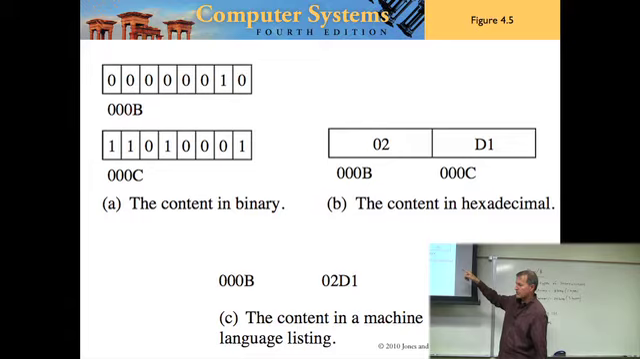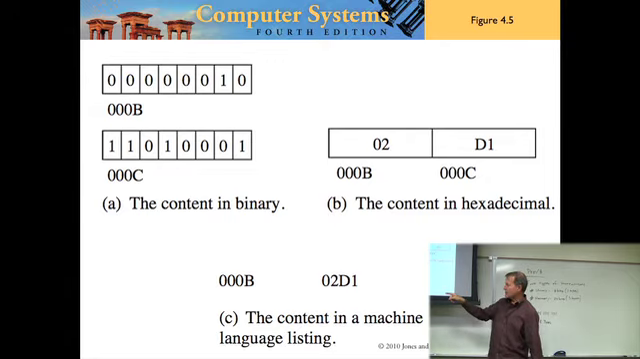You see where the 02 came from? And did you see where the D1 came from? Okay. So to abbreviate that, cell 000B has the value 02, and cell 000C has the value D1. But then we don't want to have to draw the boxes. So in a program listing, what would this look like? In a machine language listing, you would have the address on the left and the content on the right. But you have to make sure that you don't confuse the address with the content.